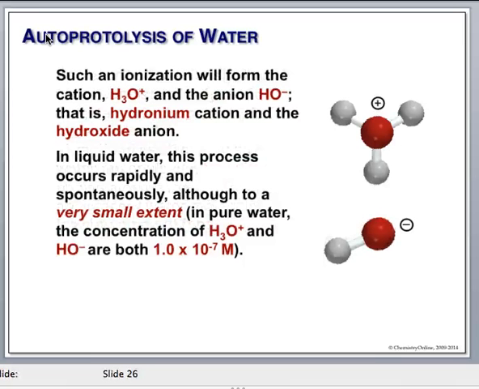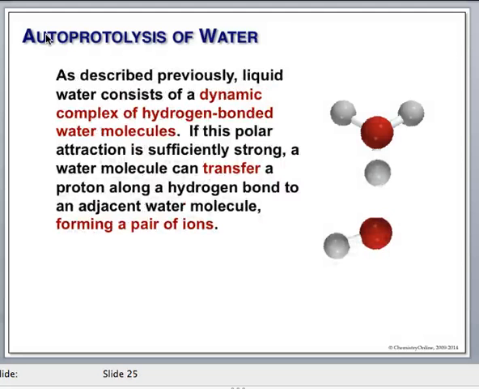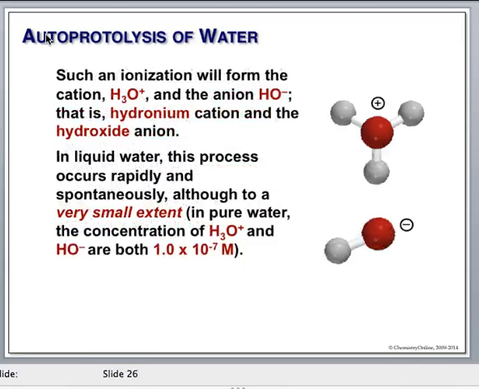This process goes on constantly, very, very rapidly in water. In pure water, 100% pure water, the concentrations of hydronium and hydroxide from this process are both 10 to the minus 7 moles per liter. Spontaneous ionization. Any questions?